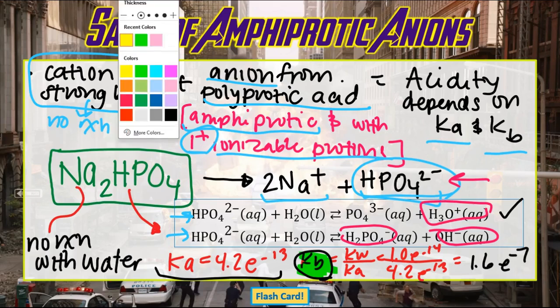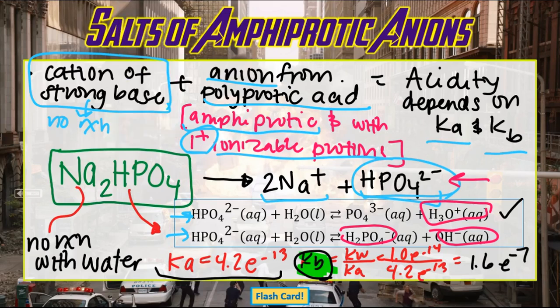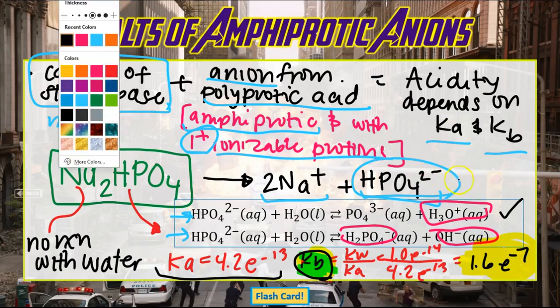And so what I have to do now is consolidate. Compare and contrast my Ka and my Kb value. As you can see, my Kb value is way bigger than my Ka value. So overall, if I have to figure out whether or not this HPO4 2- is going to act as an acid or a base for this one particular, it's going to be basic. So I would just simply say that this whole thing is going to be basic here.